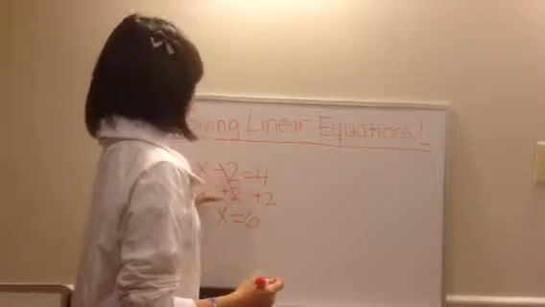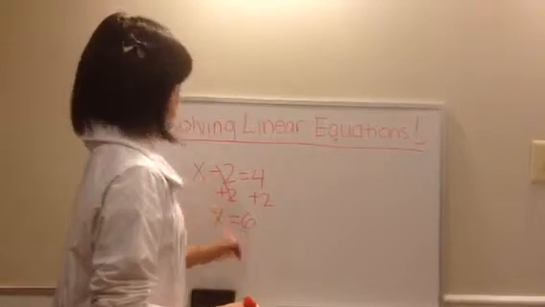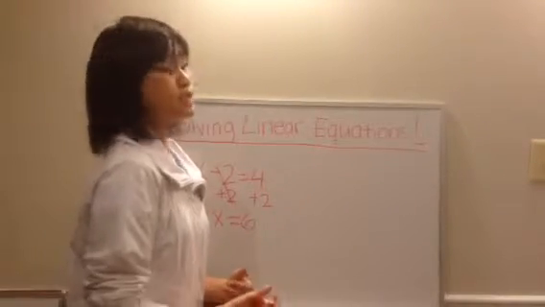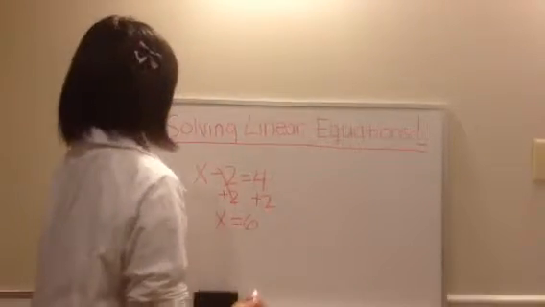This is only one way of solving a simple linear equation like this. You don't always have to add a number to both sides. Sometimes you can subtract, multiply, or divide. I'm going to show you those too.